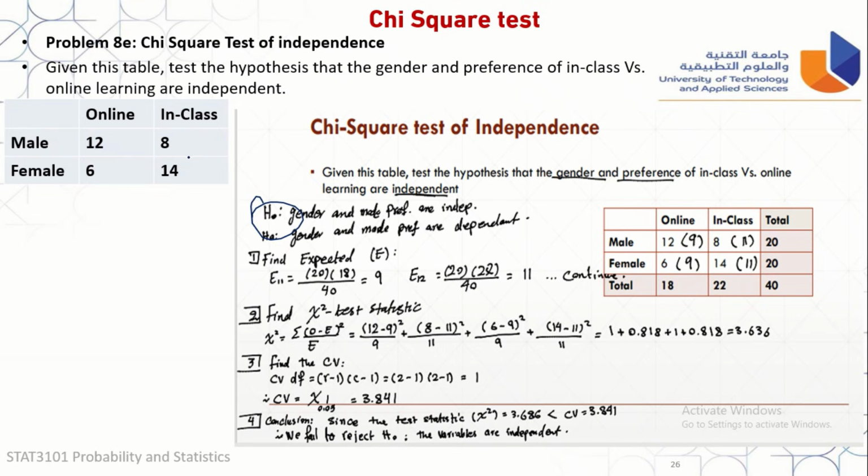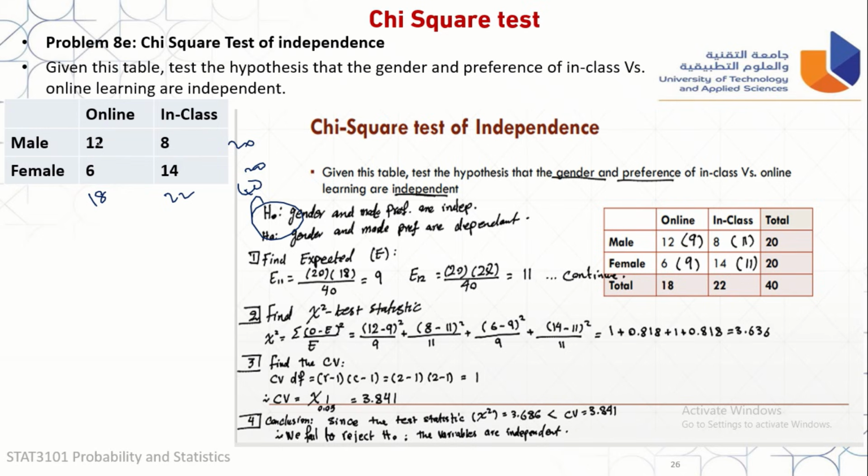So it is 12, 8, 6, 14 and you have to calculate the totals. How much is the total? 12 plus 6, 18. So this is 22. So the total is 40. Here it is 20, here it is 20.